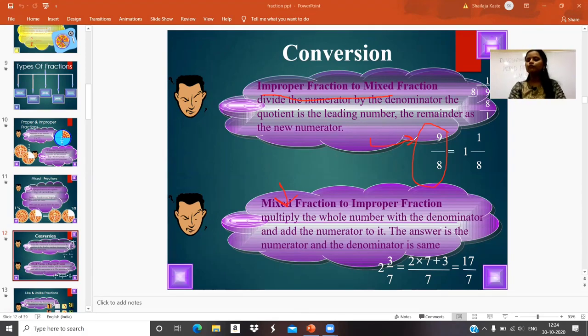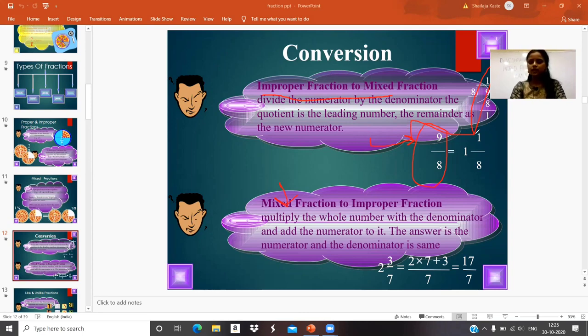After getting 1, you have to write that 1 as the complete whole part. Whenever you get a quotient, you have to write it as the complete whole part. The remainder is going to be the numerator of the proper fraction. And as in the original number, the denominator will be 8. So from 9 by 8, you are going to get 1 complete whole part and the next one would be 1 by 8. So this is the conversion from improper fraction into a mixed fraction.